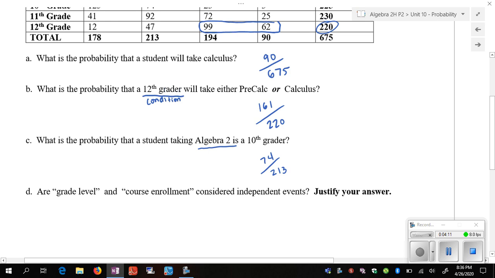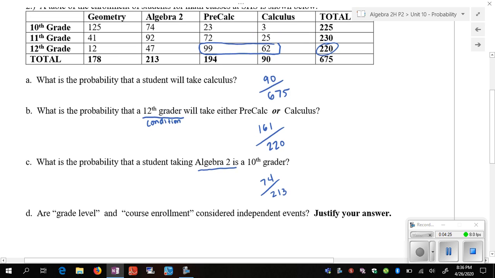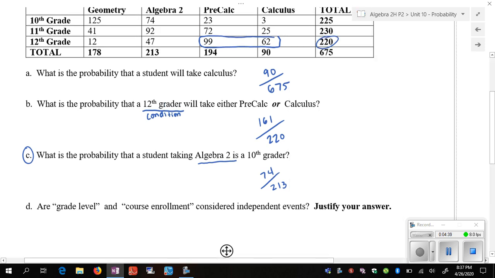So the question is, are grade level and course enrollment considered independent events? Justify your answer. A lot of open-endedness here because it just says grade level and course enrollment. So I can literally pick anything I want. So maybe I'll highlight just one of the two conditional probabilities here. In this case, part C was a conditional probability. The condition was Algebra 2.